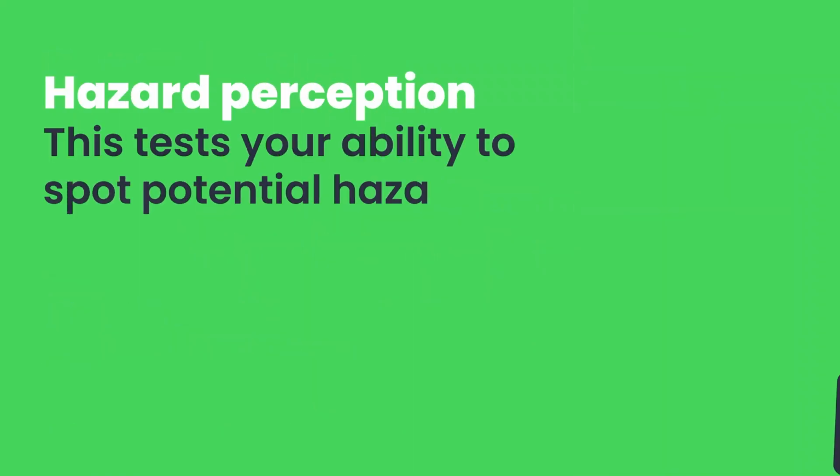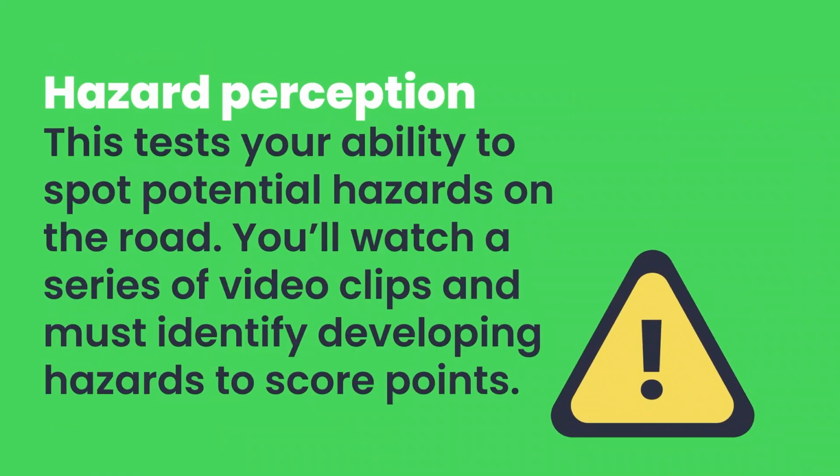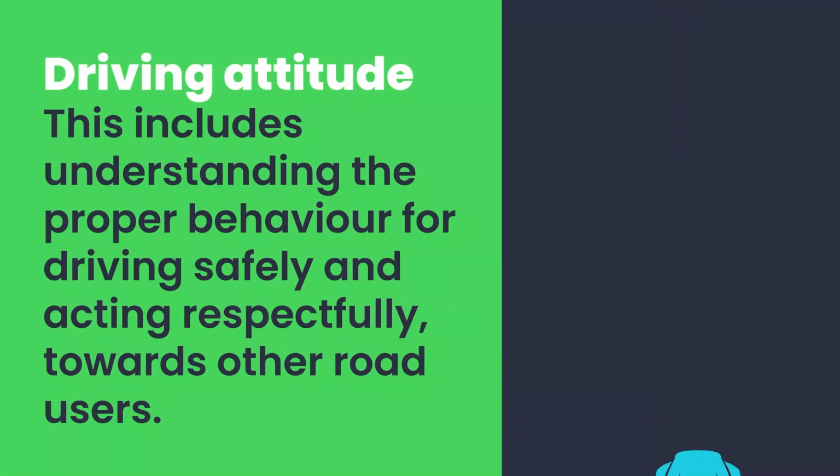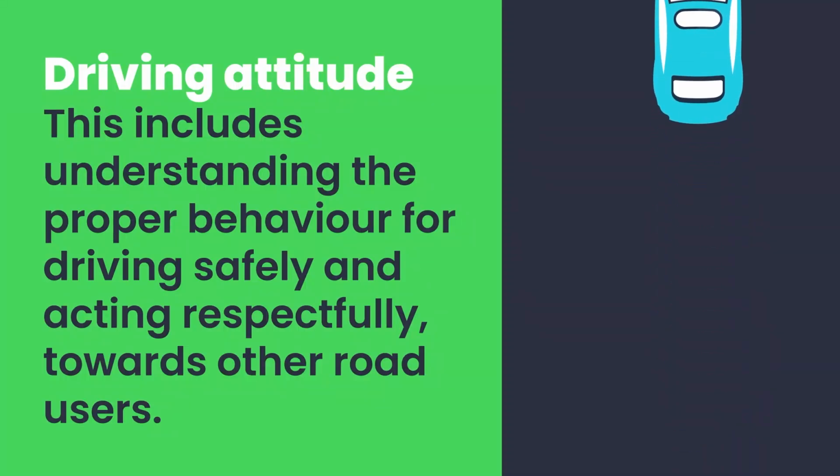The next is hazard perception. This tests your ability to spot potential hazards on the road. You'll watch a series of video clips and you must identify developing hazards to score points. The next is driving attitude. This includes understanding the proper behaviour for driving safely and acting respectfully towards other road users.